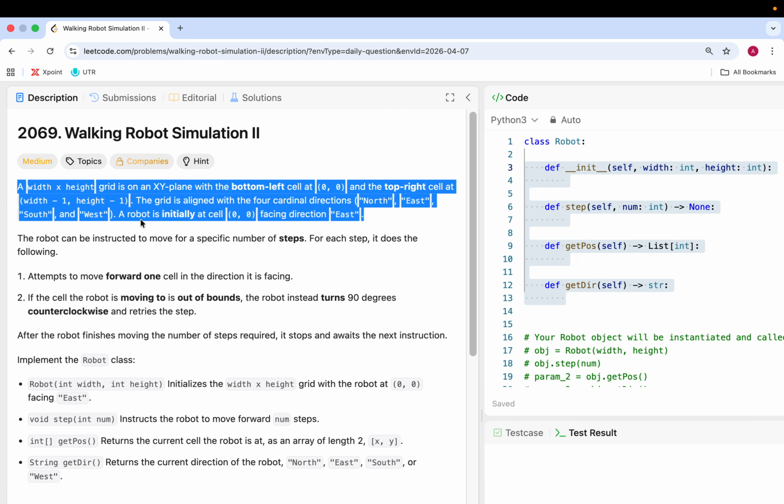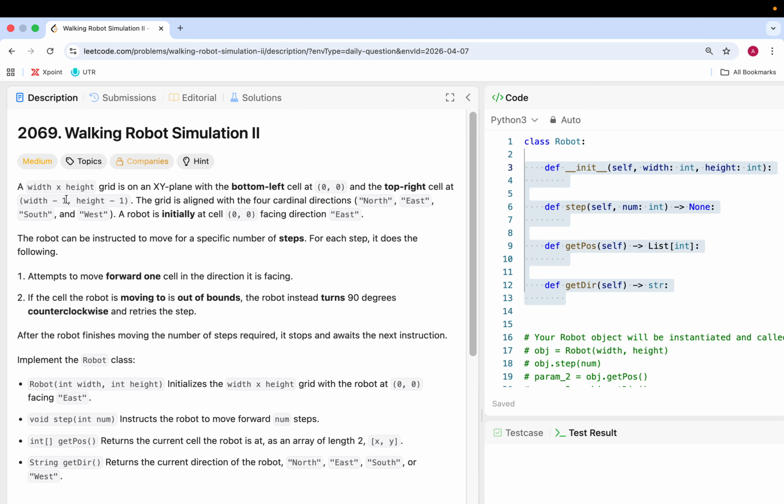Oh god. And the top right cell being width. Oh, why would you do it like that? Fine. Top right cell being width minus 1, height minus 1. Does that make sense? Oh, no, it doesn't make sense, because this is referring to the x coordinate, not the row number. Okay. Width minus 1, height minus 1.